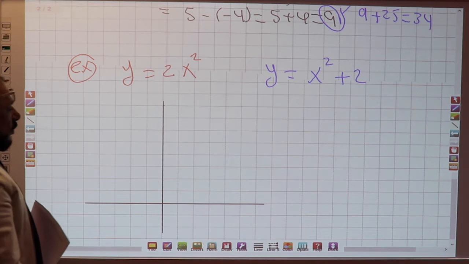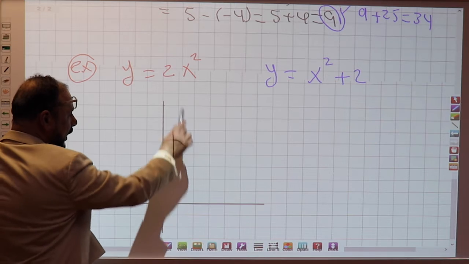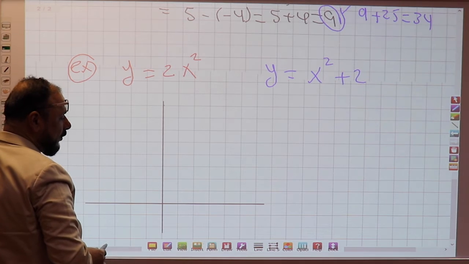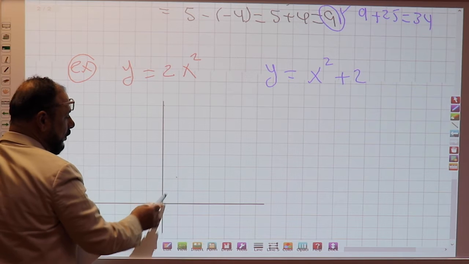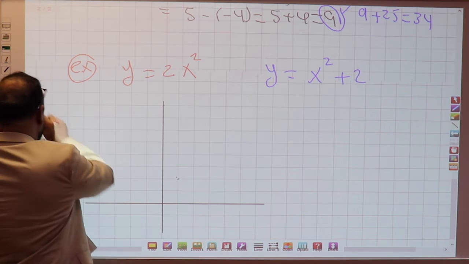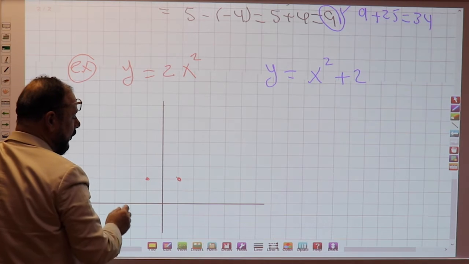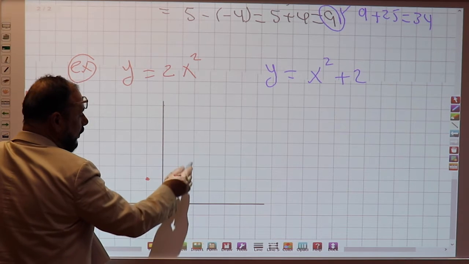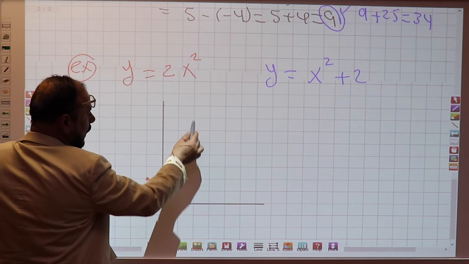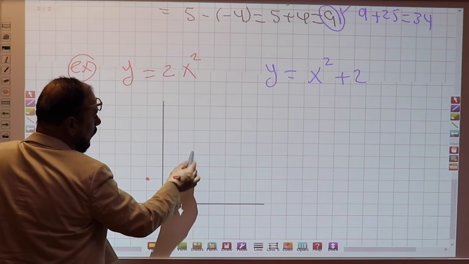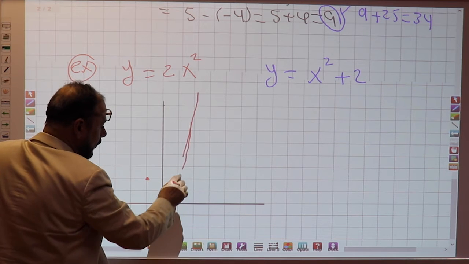Y equals 2x squared. With x squared, it opens up, right? A parabola, a quadratic function. When x equals 1, 2, and when x equals negative 1, 2, it's going to go up quickly: 2, 4, 8. The function will be like this.